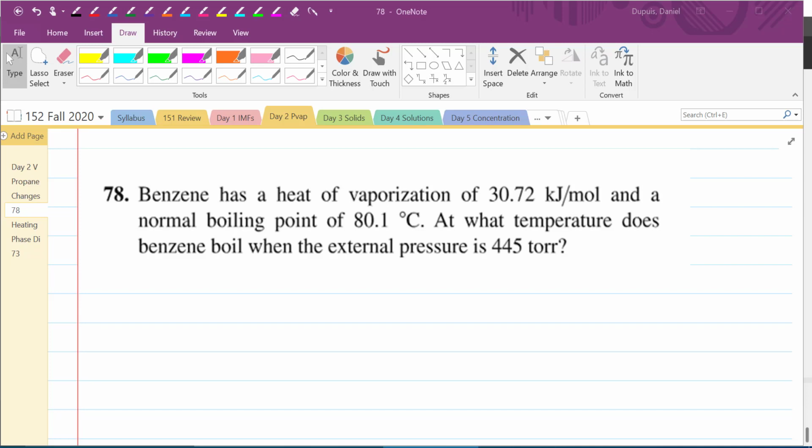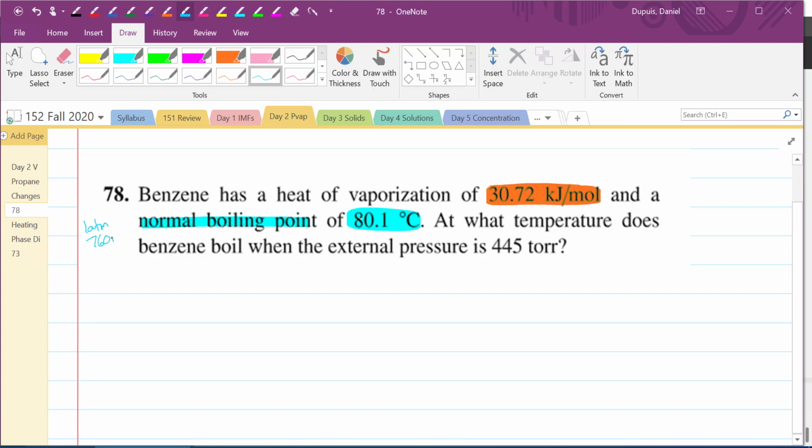Problem 78. Benzene has a heat of vaporization of 30.72 kilojoules per mole and a normal boiling point of 80.1 degrees Celsius. That normal means 1 atmosphere, 760 millimeters of mercury, or torr. Right, all the same. Question is, at what temperature does benzene boil when the external pressure is 445 torr?